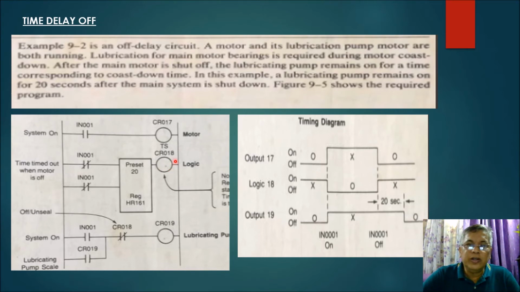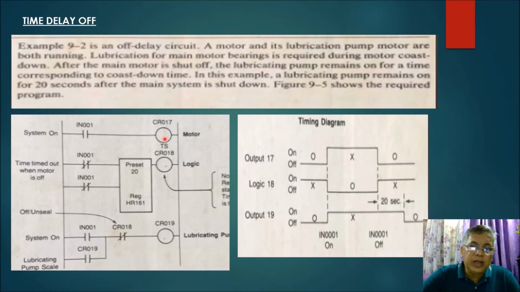Okay, so it is energized already, while the motor is de-energized and the lubricating pump motor is also de-energized. Now, what will happen is that if input 001 is turned on, automatically your motor, which is represented by CR17, will be energized.